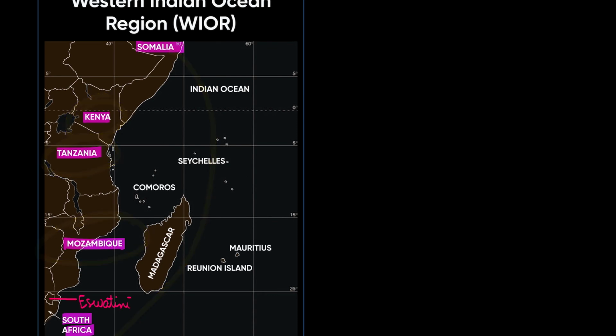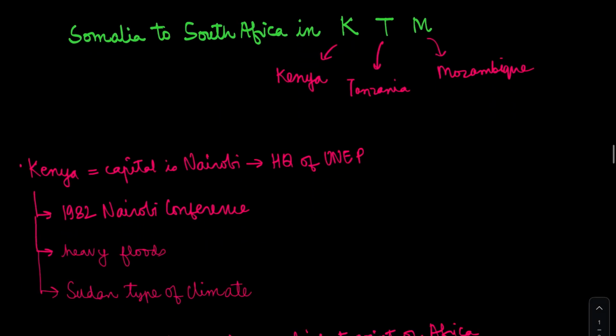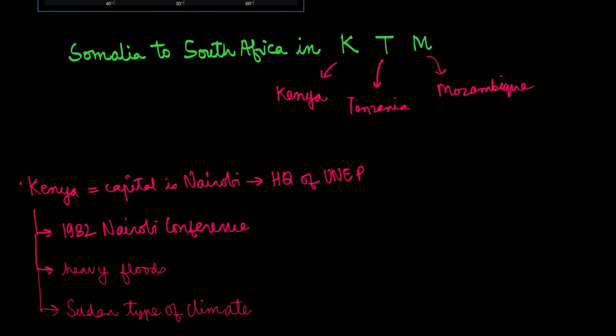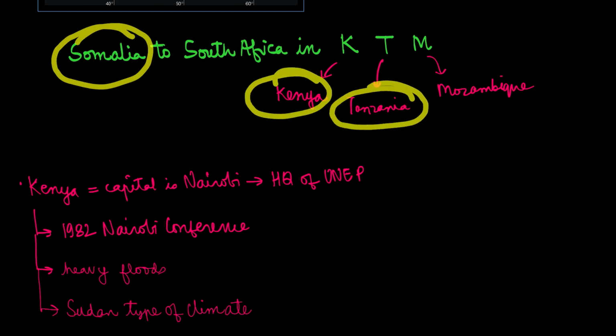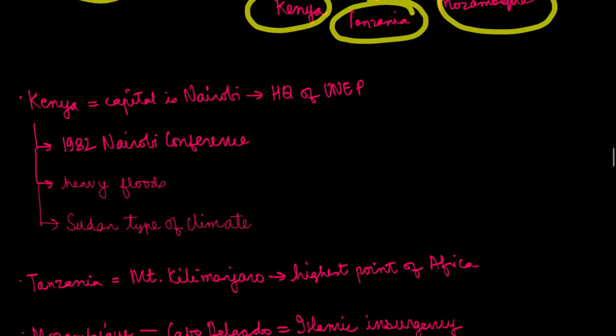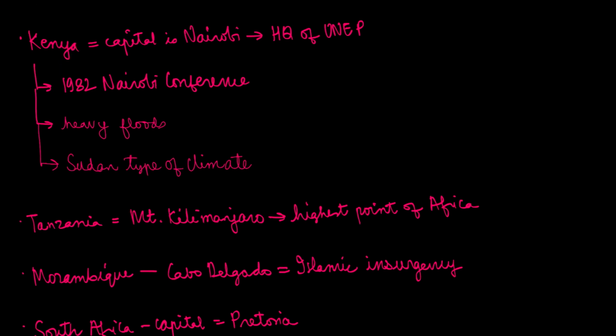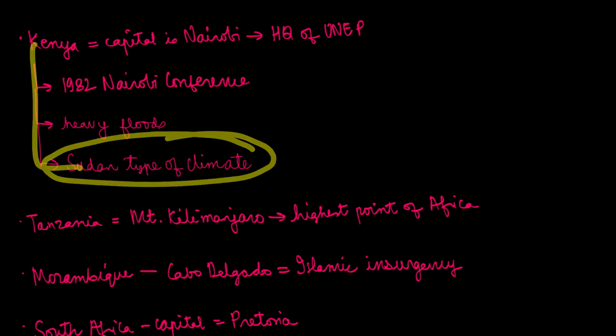So the countries are basically Somalia, Kenya, Tanzania, Mozambique, and South Africa. Kenya, the capital of Kenya is Nairobi, which is the headquarters of the United Nations Environment Programme. It is also famous for the 1982 Nairobi Conference. It is in news because of heavy floodings over there, and Kenya basically has a Sudan type of climate.